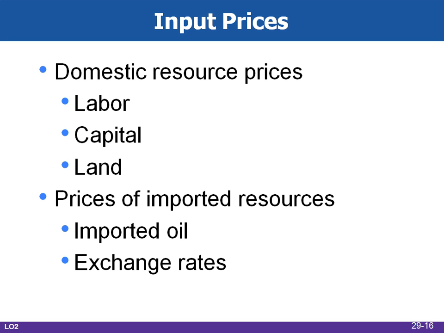Exchange rate fluctuations can cause changes in per unit costs too. If the dollar appreciates, U.S. producers will be able to purchase more imported resources more cheaply, reducing per unit production costs and increasing aggregate supply. If the dollar depreciates, imported resources become more costly, increasing per unit production costs, which decreases aggregate supply.